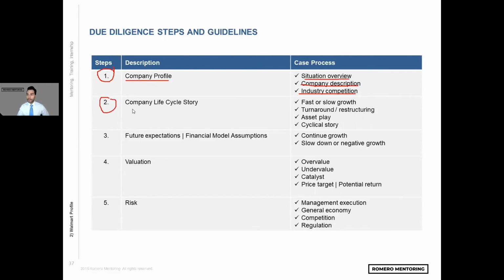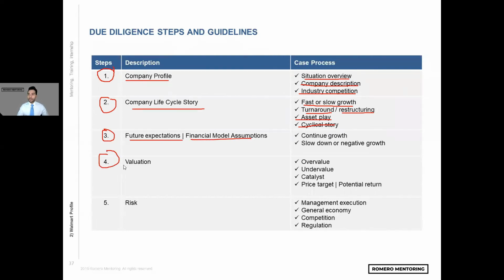Step number 2, company life cycle story. This is where you begin to really understand what is their story. Is it a fast or slow growth story? Is it a turnaround or restructuring story? Is it an asset play or a cyclical story? Then number 3, future expectations. This is where now you begin to build the financial model of the business.